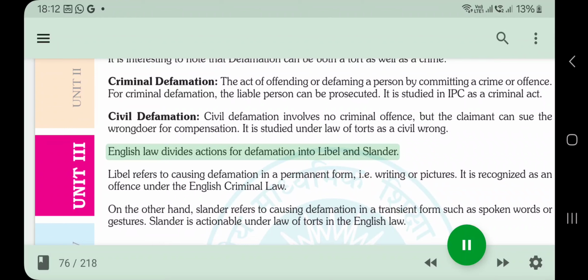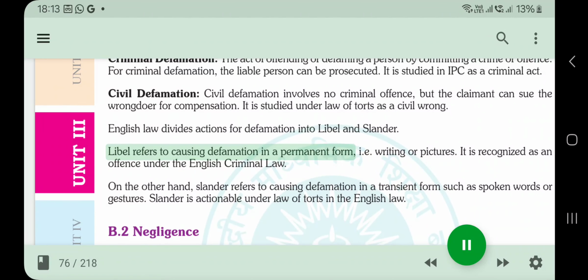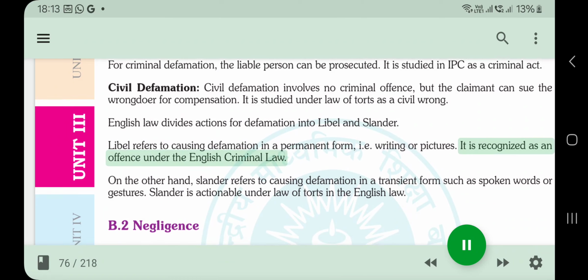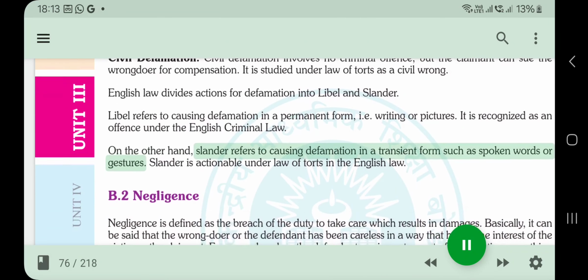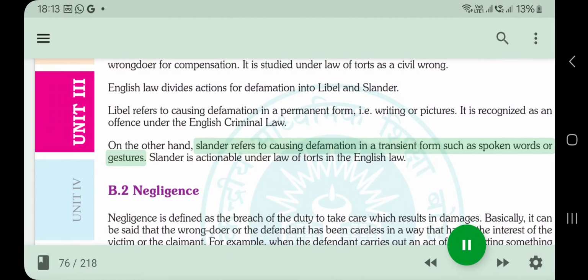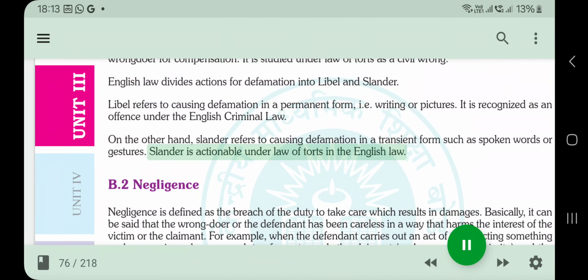English law divides actions for defamation into libel and slander. Libel refers to causing defamation in a permanent form, i.e., writing or pictures. It is recognized as an offense under the English criminal law. On the other hand, slander refers to causing defamation in a transient form such as spoken words or gestures. Slander is actionable under law of torts in the English law.